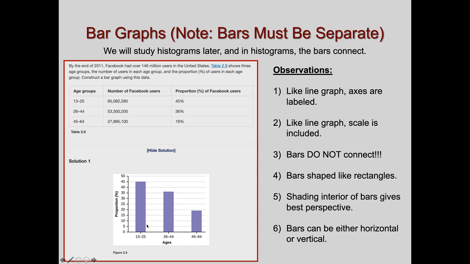The bars do not connect. I can't emphasize that enough. On a histogram, they do. On a bar graph, they do not. The bars are shaped like rectangles. Shading of the interior of the bars, in this case, filling in with the purple there, some kind of marking, gives you the best perspective. And the bars can either be horizontal or vertical. I could turn the graph so that these bars run horizontally either way, okay?